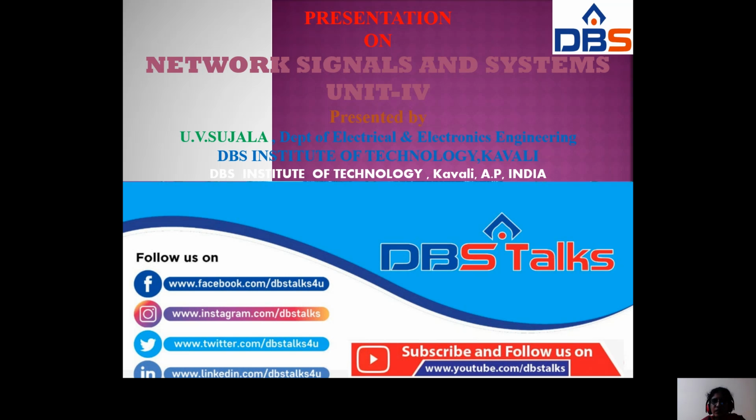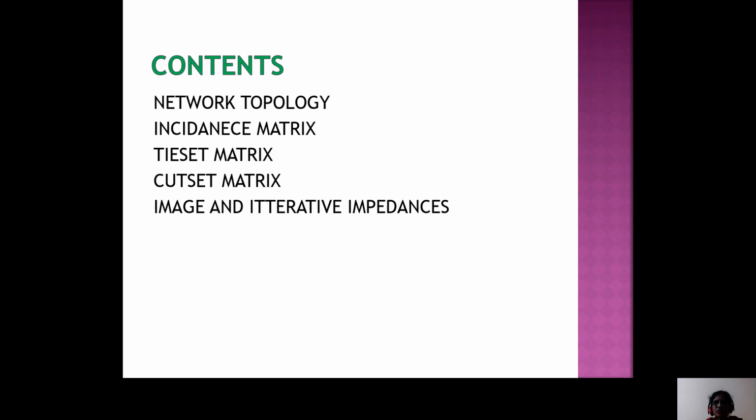Today, we discuss the fourth unit of Network Signals and Systems. The unit name is graph theory. Under this graph theory, what are the different contents? First one is network topology. What is the meaning of this network topology?